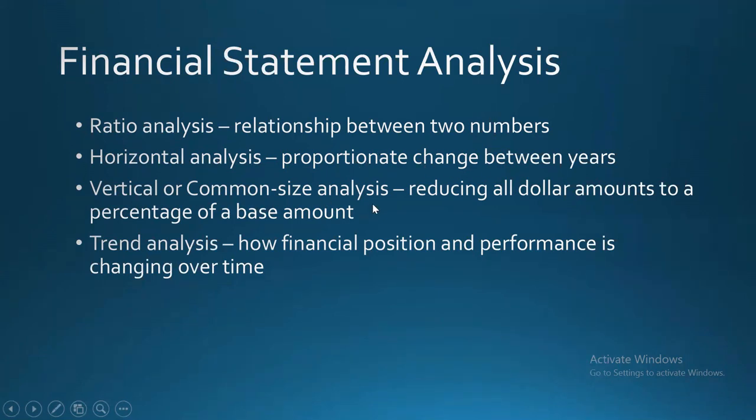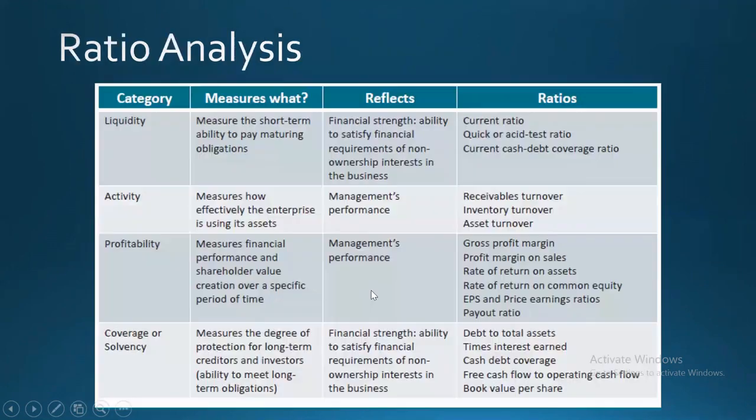For vertical or common size, basically you looked at how everything is related to sales, for example. So in your income statement, how all your amounts are a percentage of sales. What percentage of administrative expense is it to sales? Or on the balance sheet, what percentage is everything to total assets? And then we have trend analysis, how financial position and performance is changing over time. So looking at year over year kind of changes in your performance.